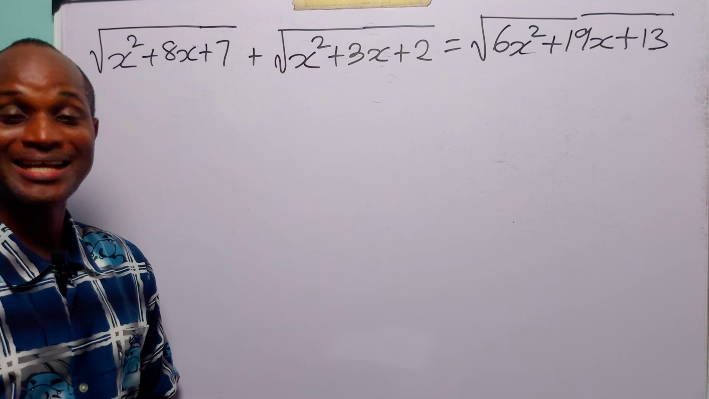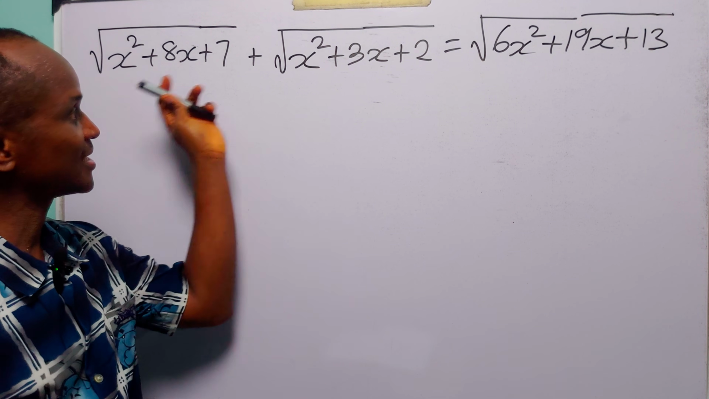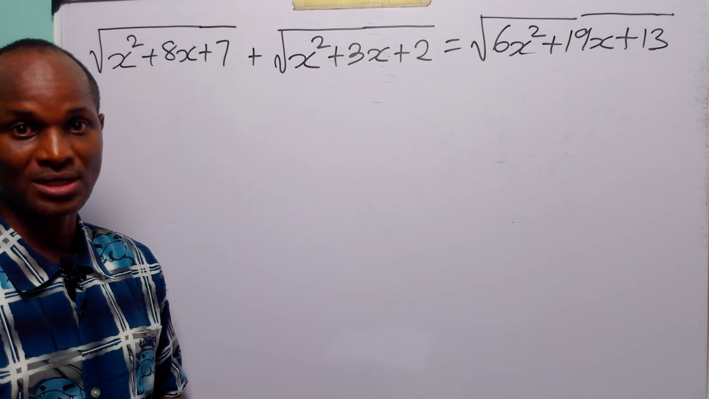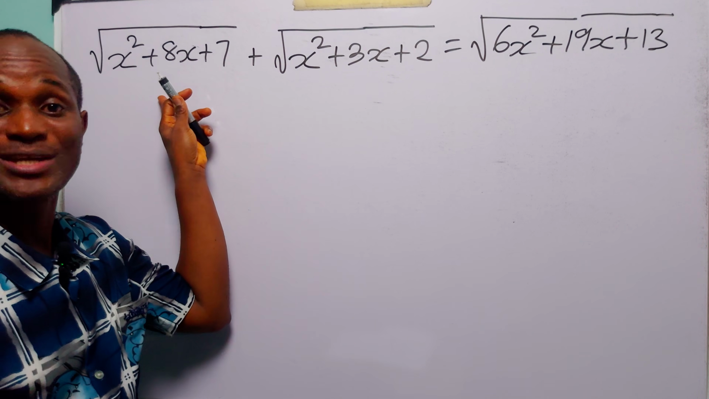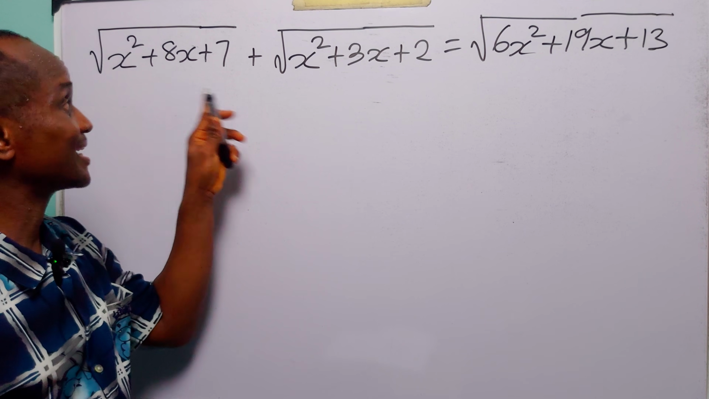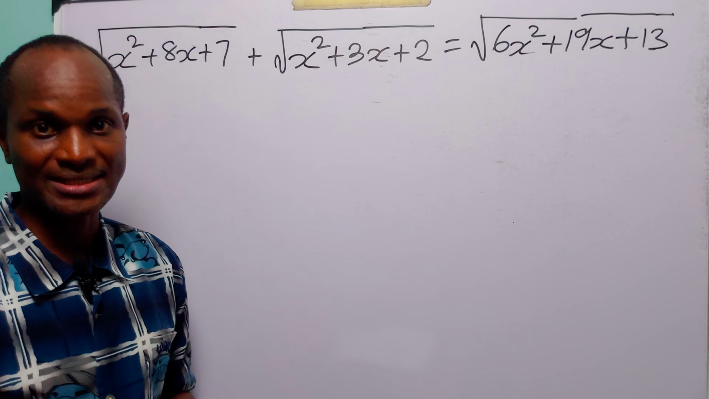Hello and welcome. In this math tutorial, our task is to find the real values of x that satisfy this radical equation. Now, before you start squaring both sides of this equation to get rid of these square roots, notice that each of these three quadratic expressions can be factorized.